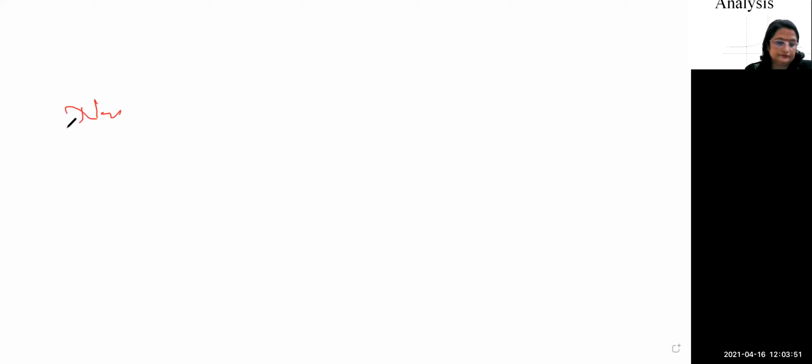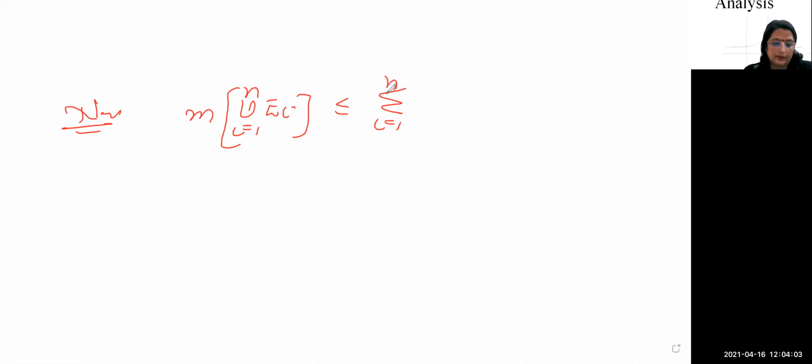Now, measure of union i running from 1 to n ei. It is less than or equal to, this is some property same, summation i running from 1 to n measure of ei. This is by the previous theorem, right? And let it be number 8.